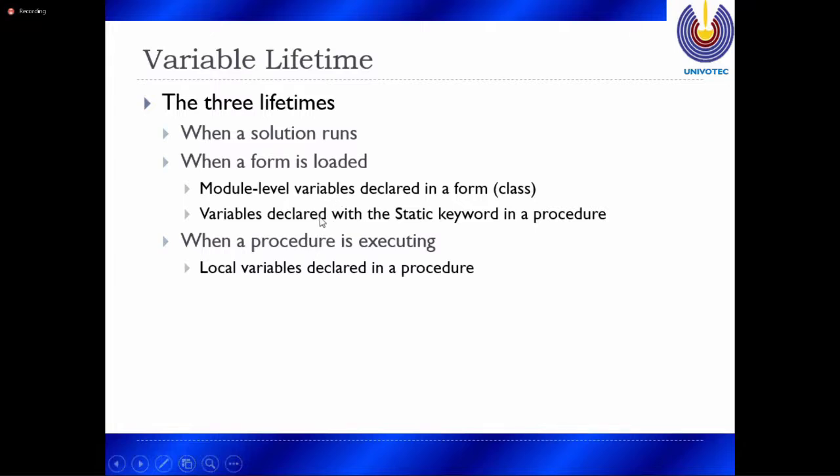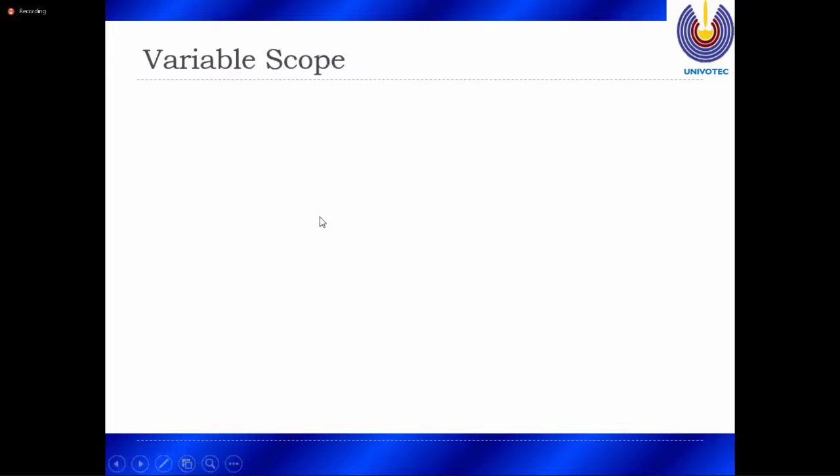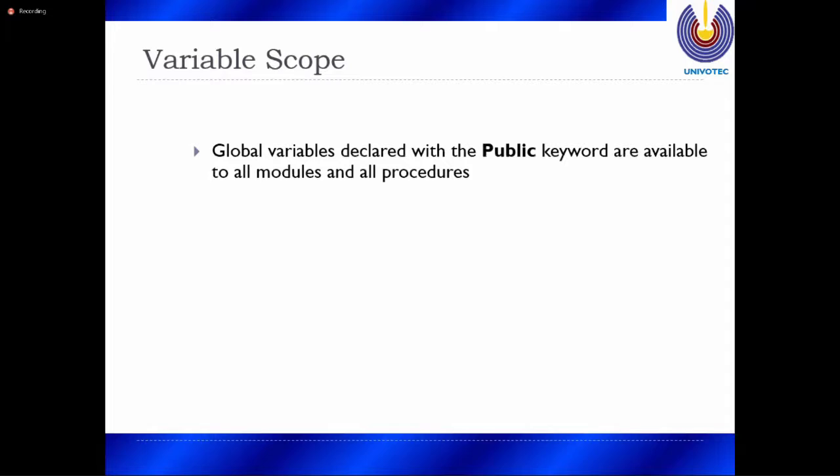And now the variable scope. A global variable is declared with the public keyword. A public variable is available to all modules and all procedures. If you use the public keyword, you can use it anywhere in the particular program, the particular application solution. That's public, available to all of them.